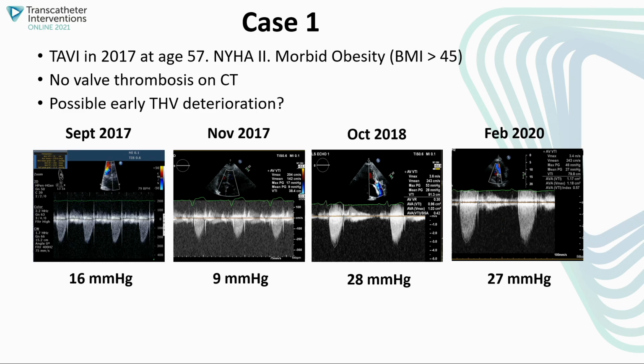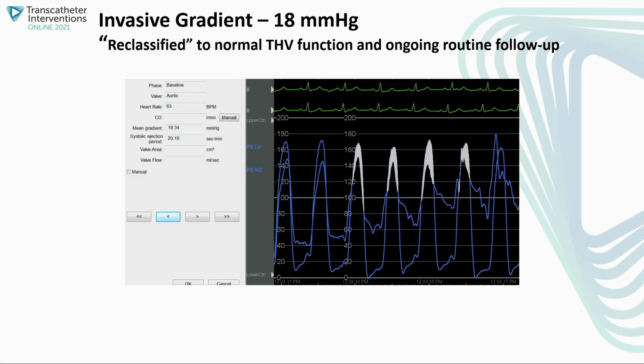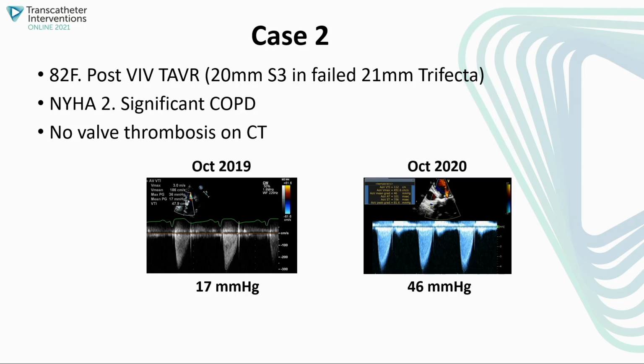I would argue that at some centers, they might say the gradient's now 27. Maybe we should think about redilatation or perhaps even a valve-in-valve. We brought the patient in for invasive hemodynamics using the approach we just outlined, and the mean gradient was 18. We have a CT showing normal function, no valve thrombosis. This patient we're just going to follow normally, so reclassified to normal THV function.